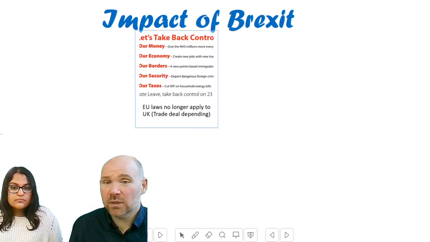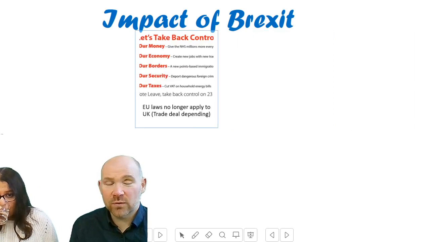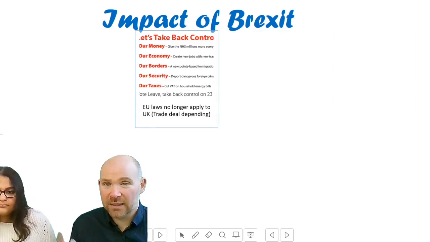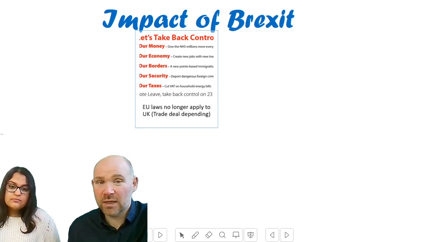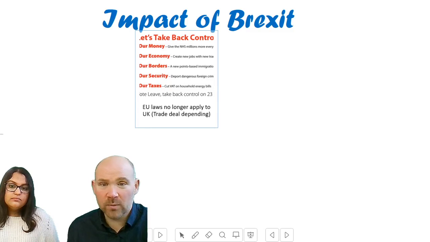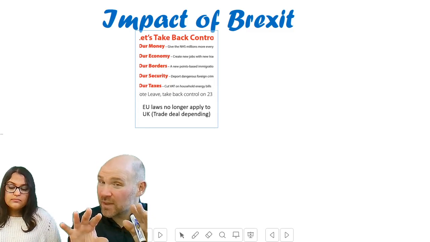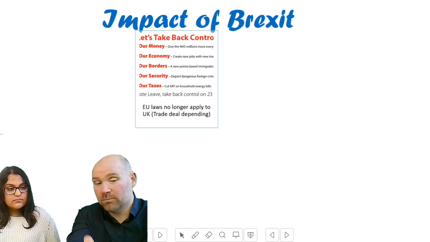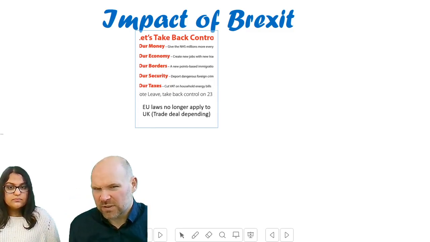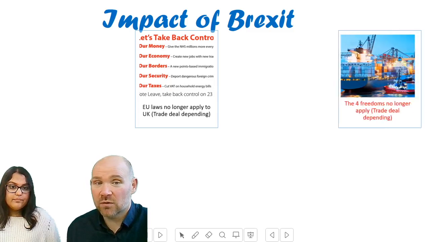The first one is that EU laws will no longer apply to the UK. If you remember the Brexit campaign, the Brexiteers were always saying, let's take back control. And so that Factortame case, where the EU law struck down a UK law, will no longer apply. So our money, our economy, our borders, our security, our taxes, the EU laws will no longer apply. Now, they may still apply, because Theresa May was talking about taking all of the EU laws and putting them in bulk into UK law, so they become UK laws, and then she was going to take some away one by one. But it certainly means that EU laws will no longer be sovereign over us.